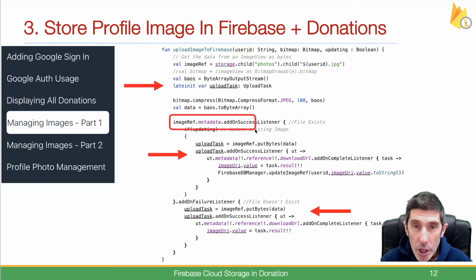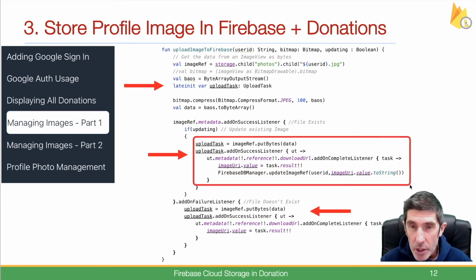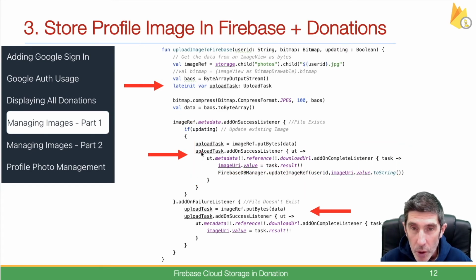And then I have our successful listener on the metadata again. So if the file does exist, I do a check for whether we are updating an existing file, and we use our task to do that. So within the upload task, we get the new download URL and update our image URI, so we're getting a new image URI here. So we're looking at updating.